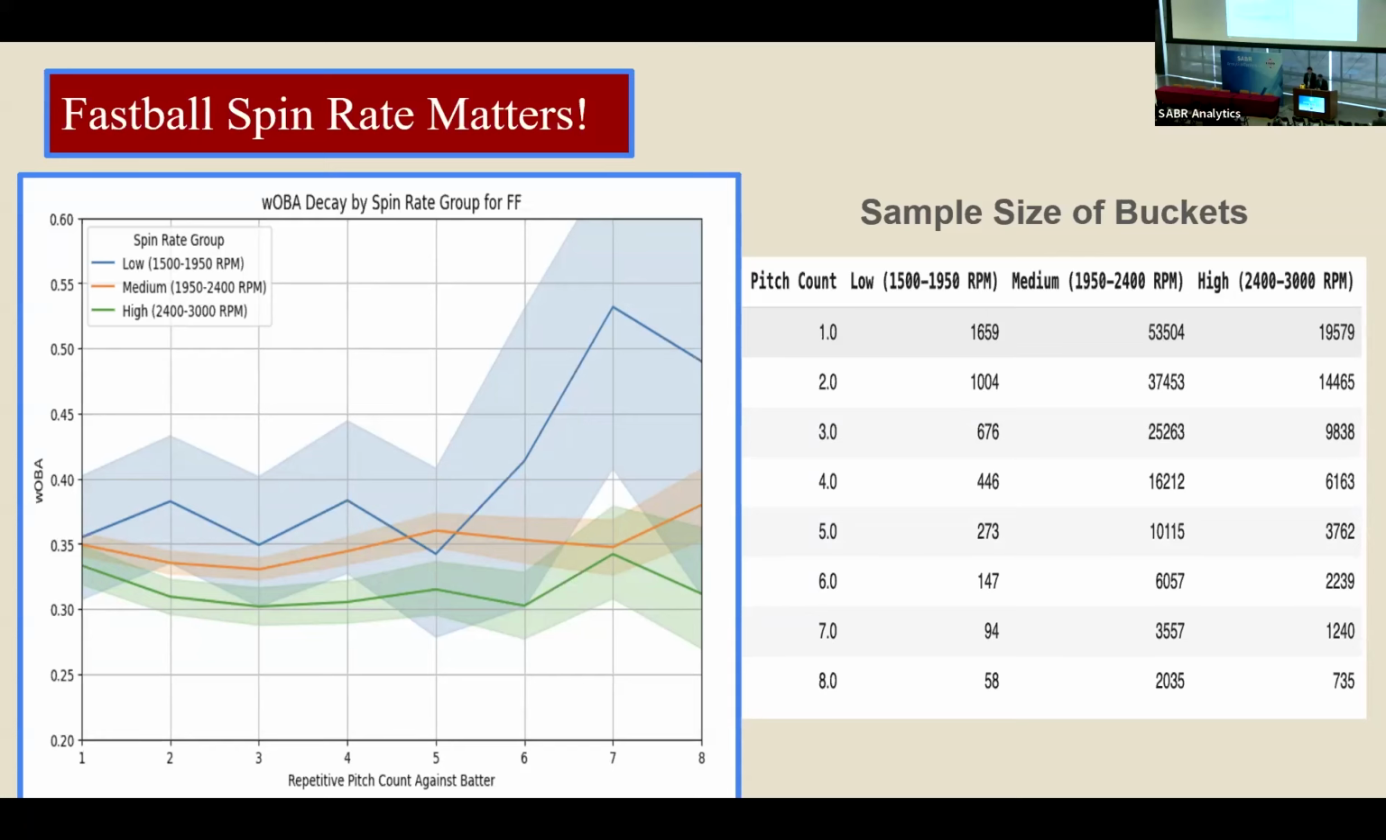Now, looking at the table on the right, we can see that low RPM fastballs tend to have much smaller sample sizes, of course, which shows that these pitchers tend to fade out in the game. Meanwhile, the higher RPM pitches have much higher sample sizes, showing that these pitchers can stay deeper in the game. Oh, and sorry, but here's the average wOBA as well that you can track it with on the left.